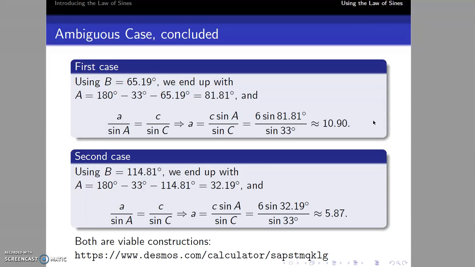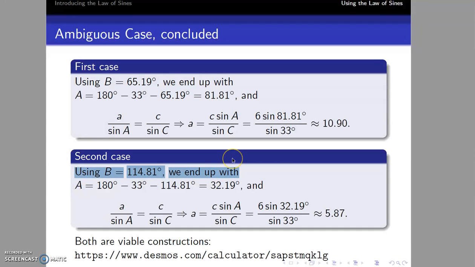But here, you're innocent until you're proven guilty. You have to work with everything you have. And so if we assume that angle B is necessarily 65.19 degrees, which it doesn't have to be, but working with this case, we see that A, the remaining unknown angle, has to be 81.81 degrees, subtracting out the other two angles. And using the law of sines now one last time to find the last unknown side, we get 10.9, and some more stuff after that. And yes, that is an answer.